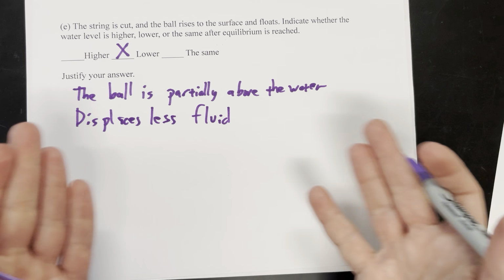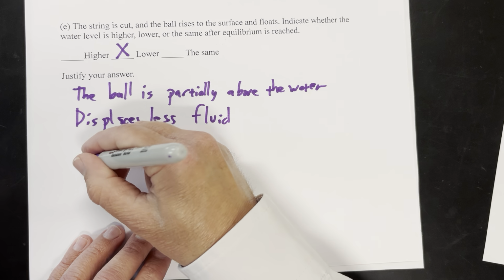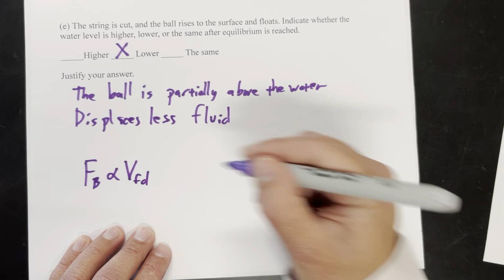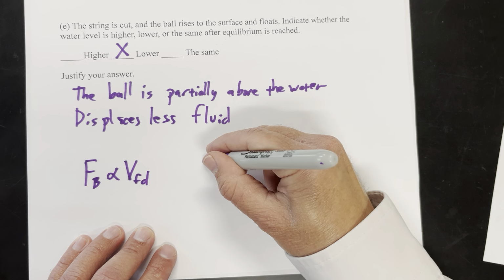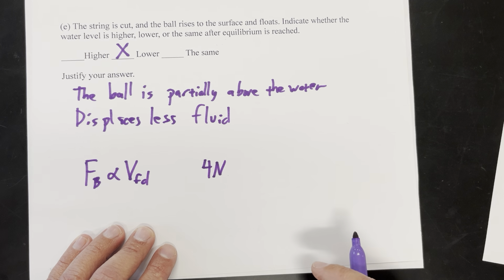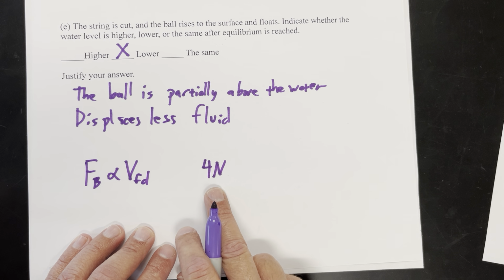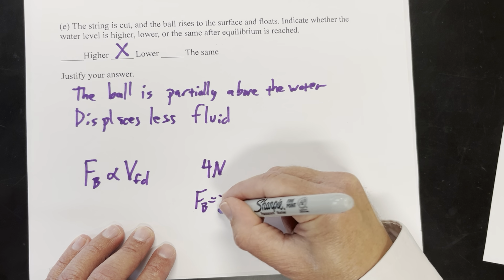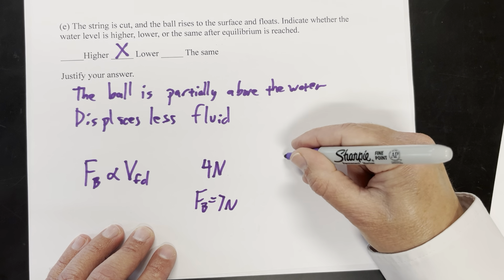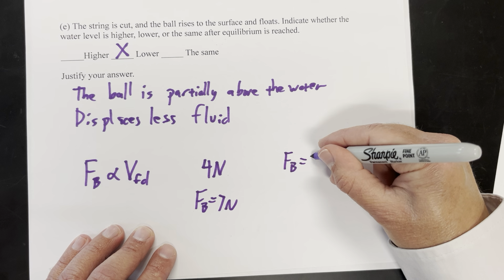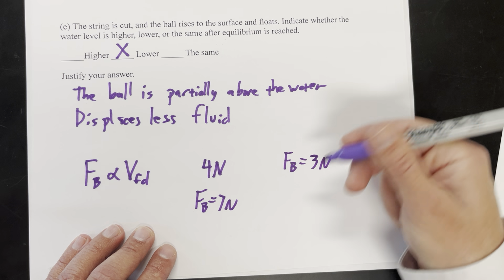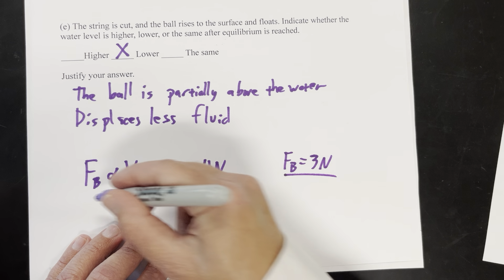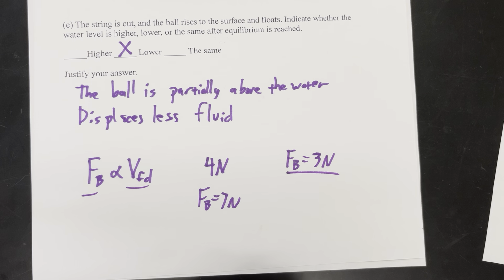There's another way you could arrive at the same answer. According to Archimedes' principle, the buoyant force is proportional to the volume of the fluid displaced. Originally the tension was 4 newtons, plus the weight, so we knew the buoyant force was 7 newtons altogether. We already calculated that. But when the ball gets to the top, since there's no more string, the buoyant force is just going to be equal to the weight of the ball, which is 3 newtons. So since it has less buoyant force, that means it has displaced less fluid.